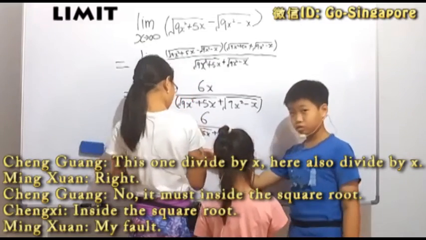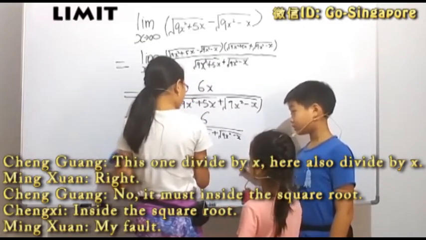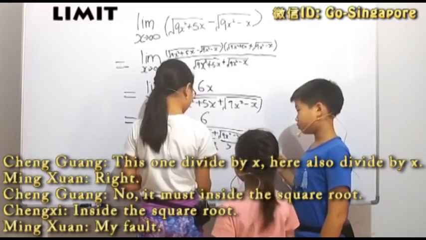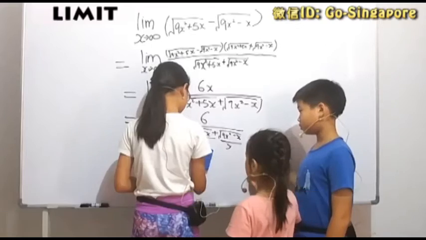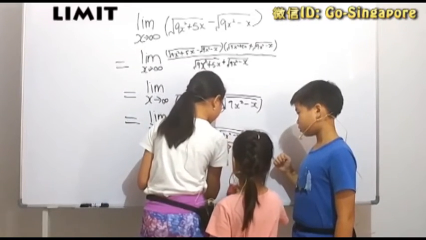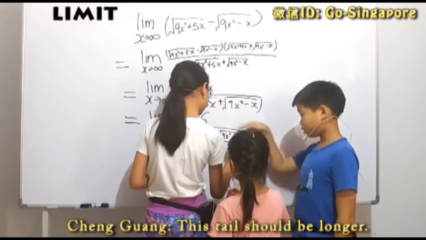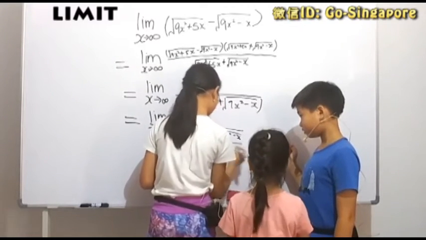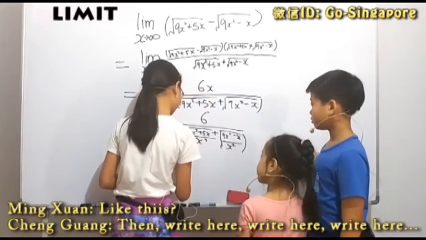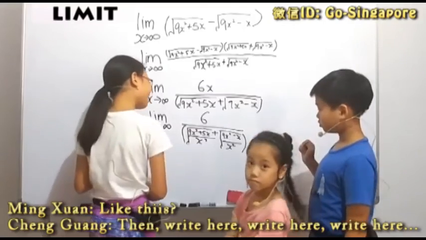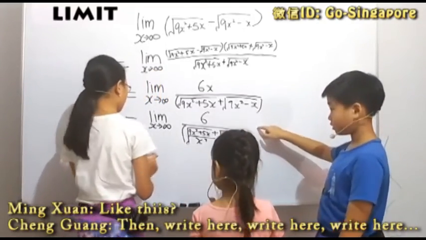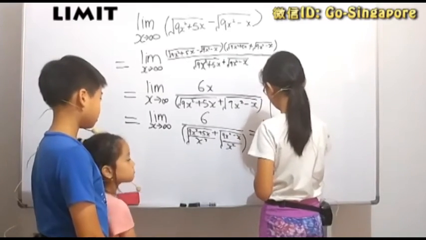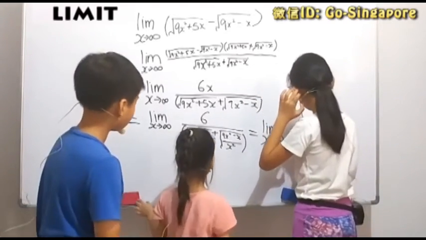This one divided by x, here also should divide by x. Right. No, it should be inside the square root. Inside the square root. My fault. This tail should be longer.